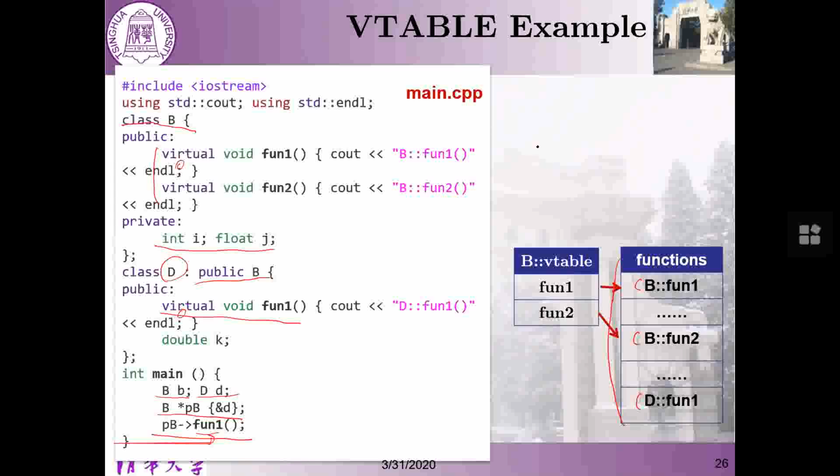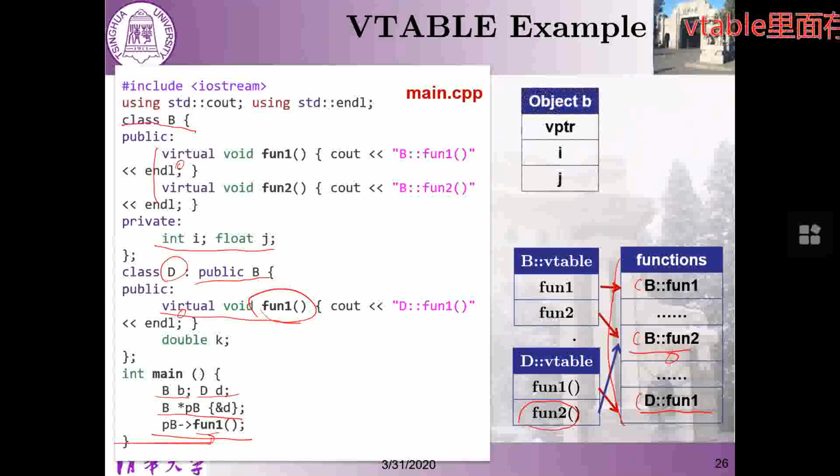So class B's virtual table and class D's virtual table will point to different functions. Here, we can see that in D's virtual table, we already defined function 1, so it will point to this function 1. However, we did not define function 2, so in this virtual table, function 2 will point to B's function 2, because we did not define that, right?